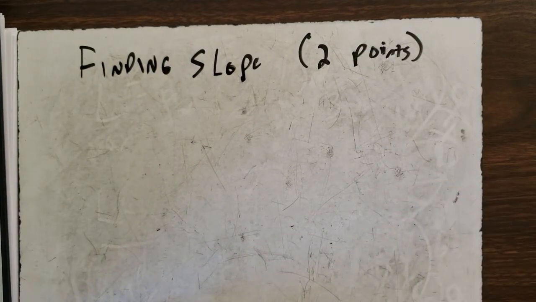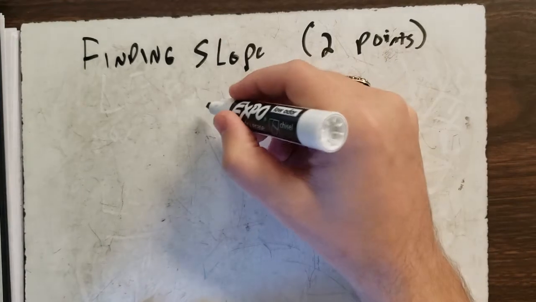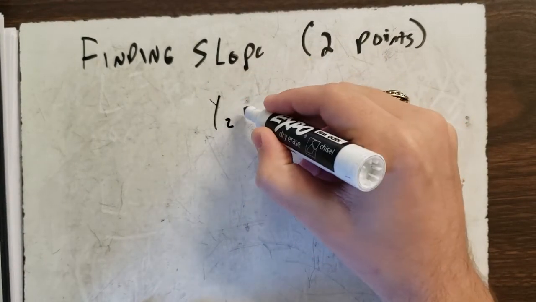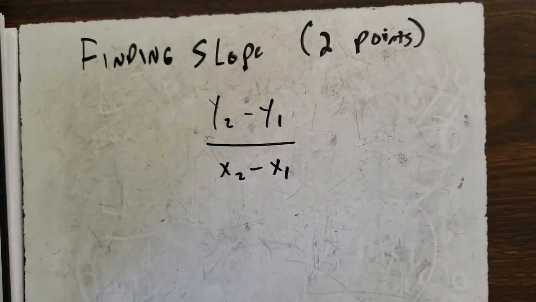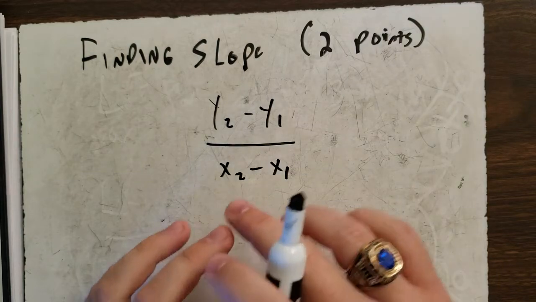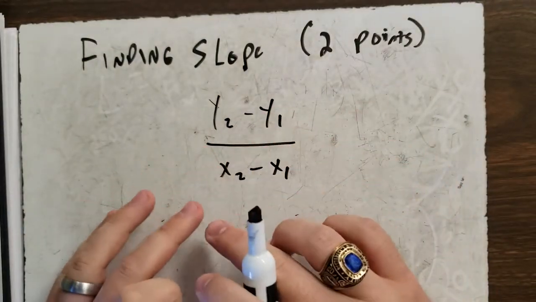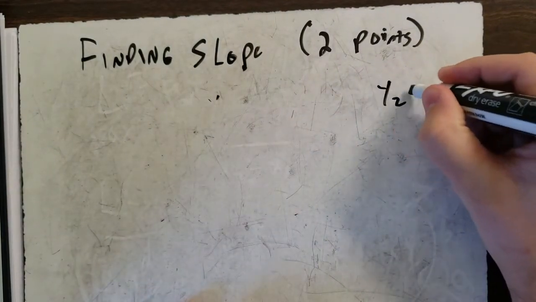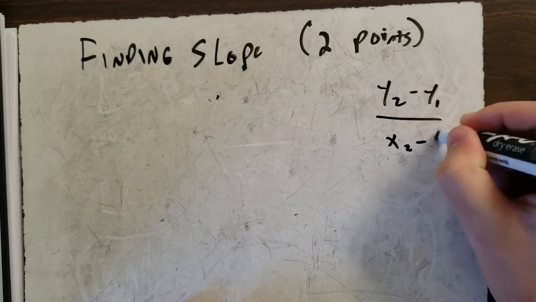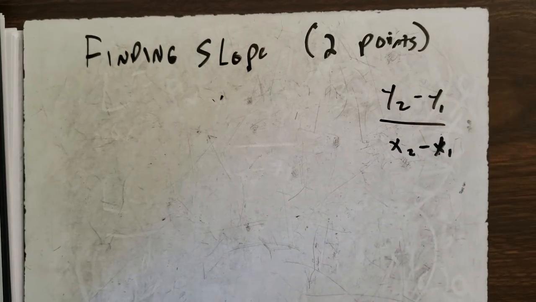There's a formula for finding slope when you have 2 points, and that formula is y2 minus y1 over x2 minus x1, okay? It's a very simple formula to use. Make sure you have this written down. If I were you, I'd write this down every time you start finding slope from 2 points, so you have it on your paper and you know what it is. So y2 minus y1 over x2 minus x1, okay? I'm going to rewrite that to the side here, and that way we can have it when we need it, okay?